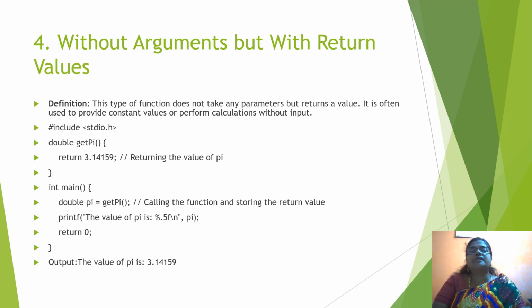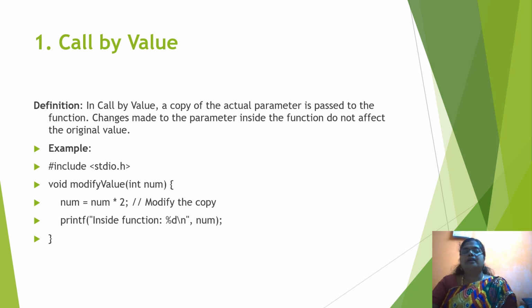Without arguments but with return values: this type of function does not take any parameters but returns a value. It is often used to provide constant values or perform calculations without input. In this example program, getPi is a function that does not take any parameters but returns a value, the pi value 3.14159.